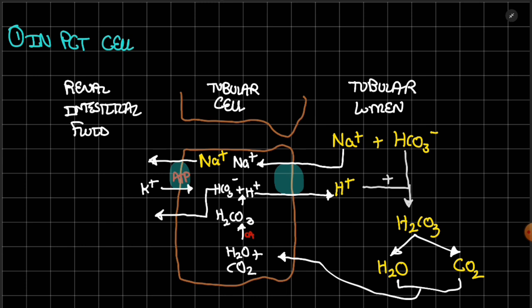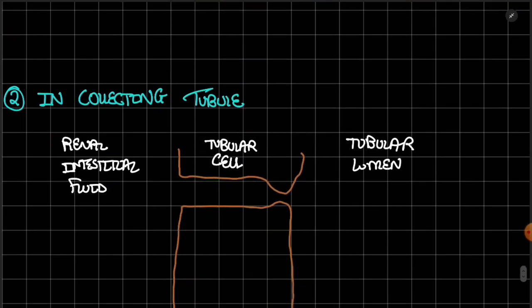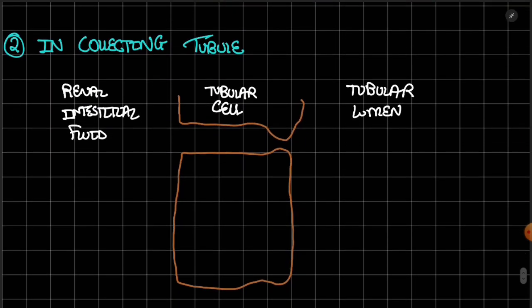So this was the acidification of urine in the PCT cell. So basically H plus is in the tubular lumen. So now acidification in the tubular lumen occurs. Now in the collecting tubule, how is it in the collecting tubule?